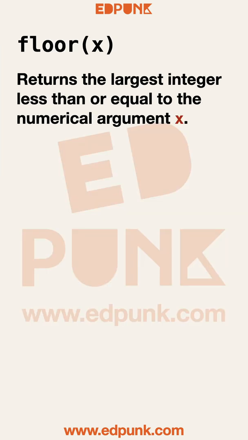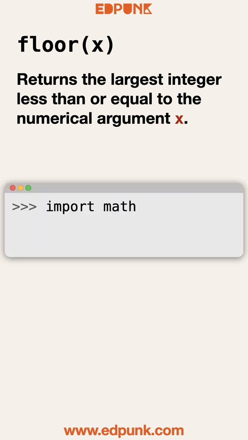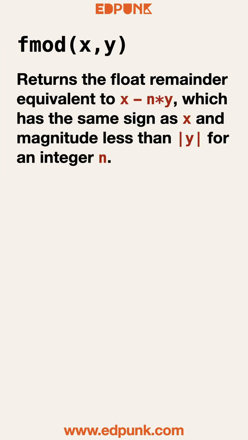The floor function returns the largest integer less than or equal to the numeric argument. For example, let us import the math module. Now, execute math.floor 2.13. The largest integer that is less than or equal to 2.13 is 2, which is returned by the function. Moving on to the next function.